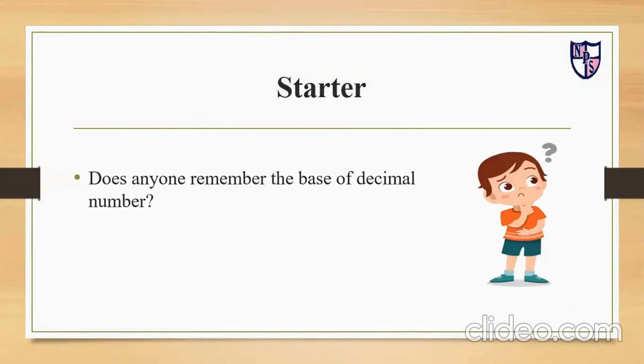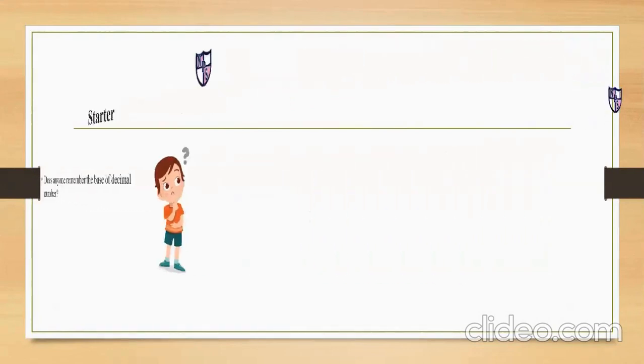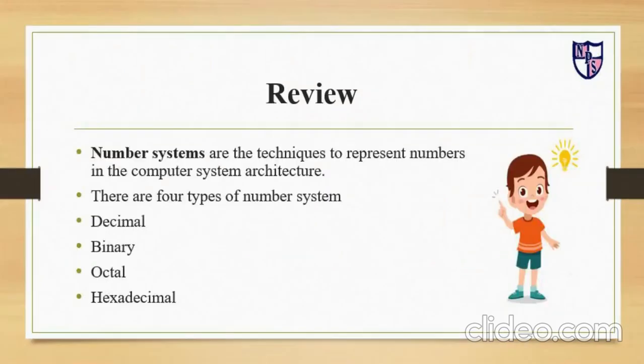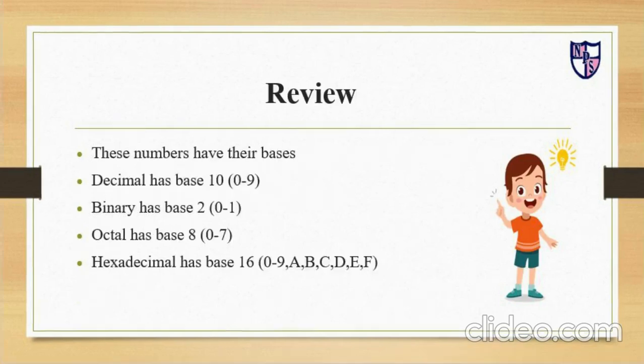Does anyone remember the base of decimal number? It's 10. Now let's take a quick review of what we have learned in our previous lecture. As we have discussed, number systems are the techniques to represent numbers in computer system architecture. There are 4 types of number system: binary, decimal, octal, and hexadecimal.